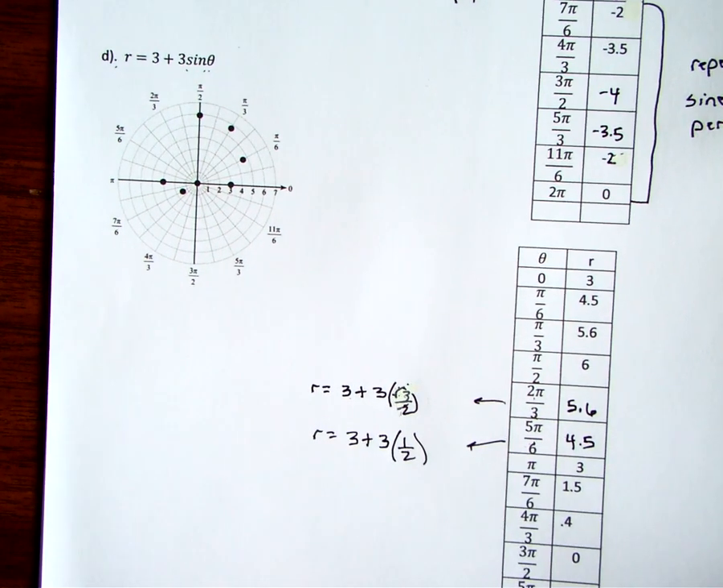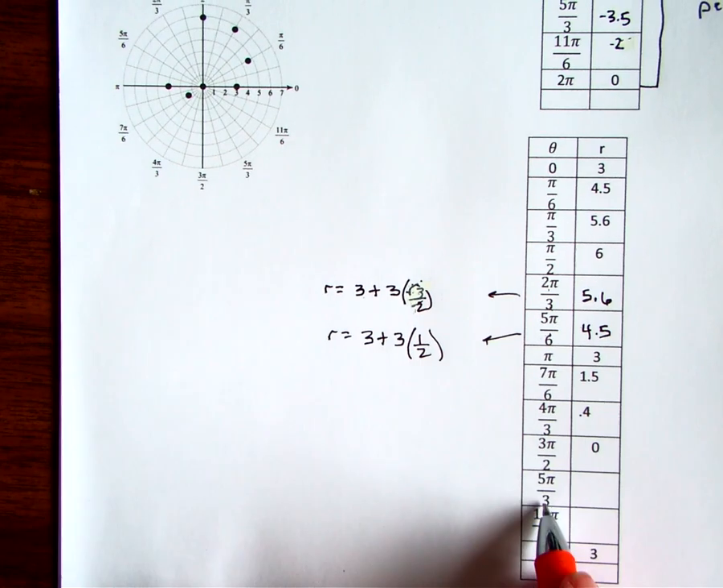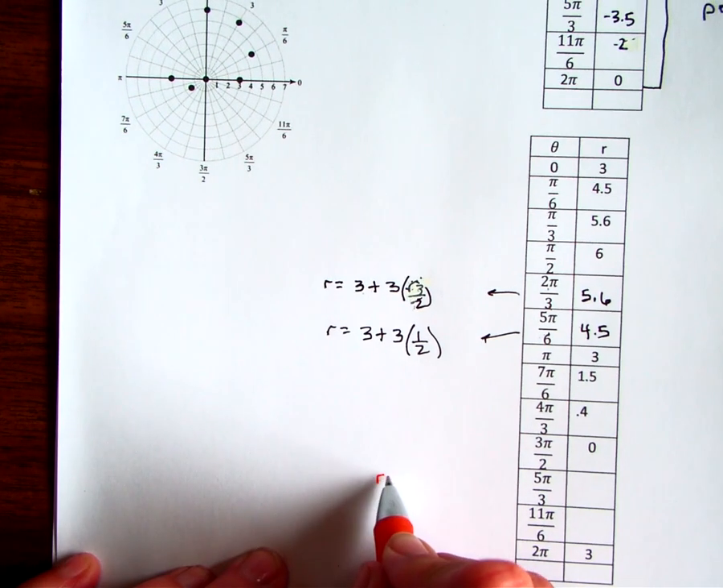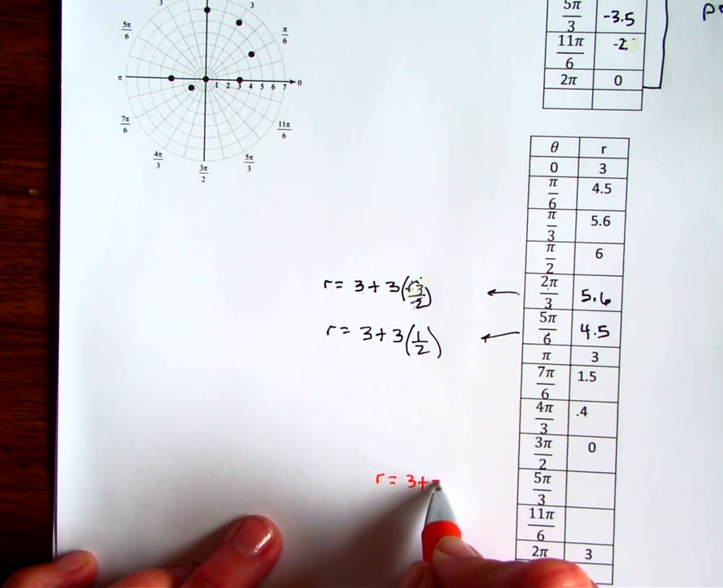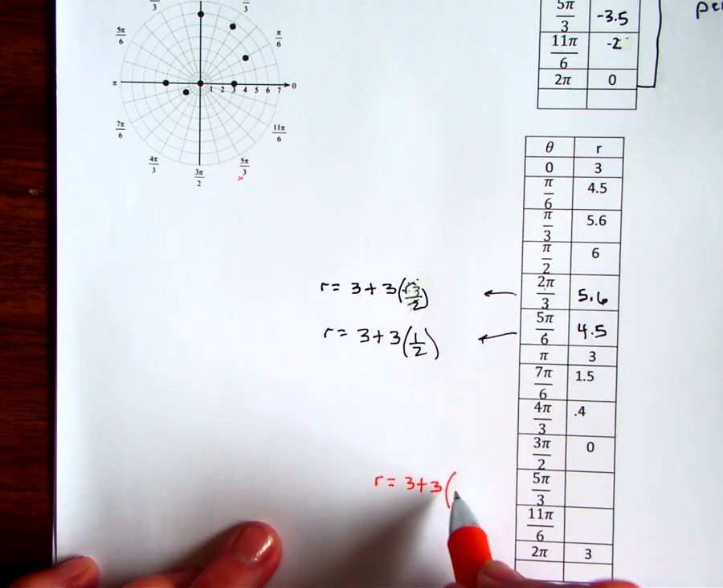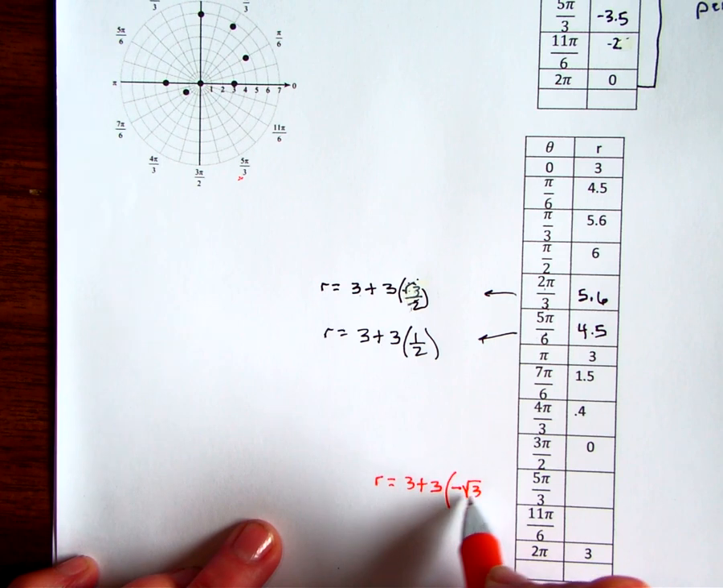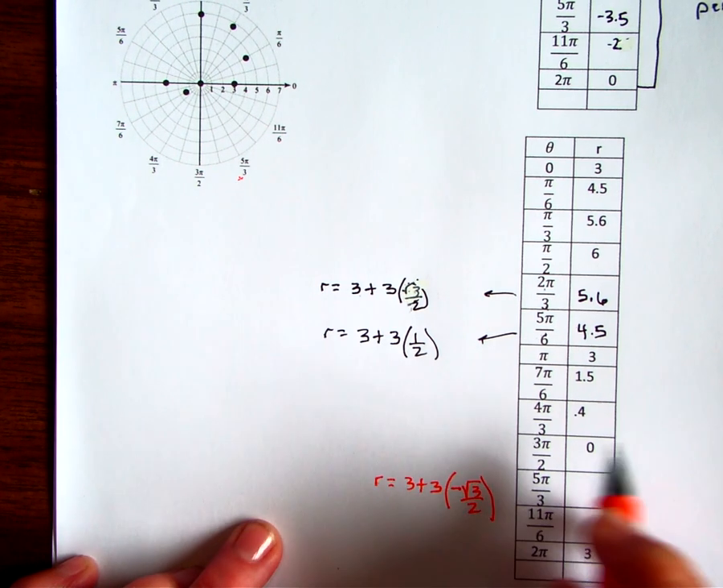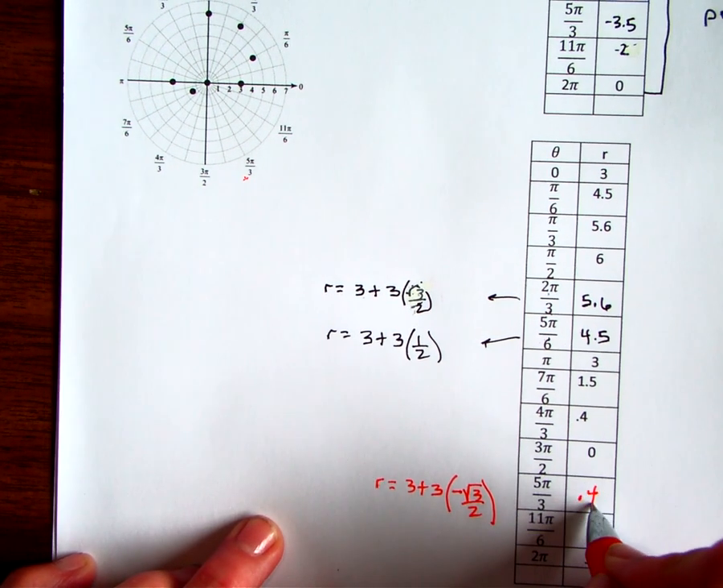Okay. And again, I did these numbers here. Let's do this one. r is 3 plus 3, the sine at 5 pi over 3, so it's going to be negative. And again, at pi over 3, we're talking square root of 3 over 2. Add that up on that calculator and I get 0.4.